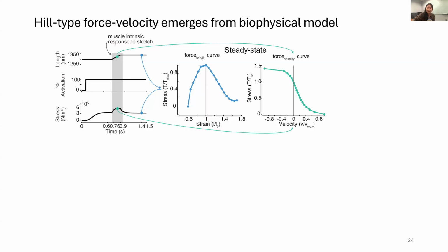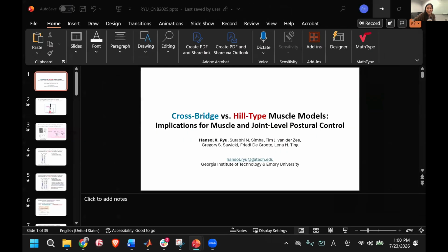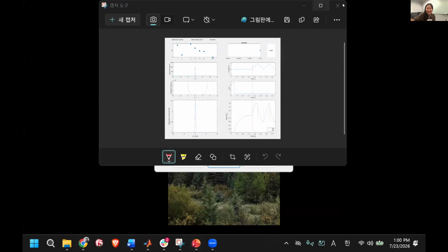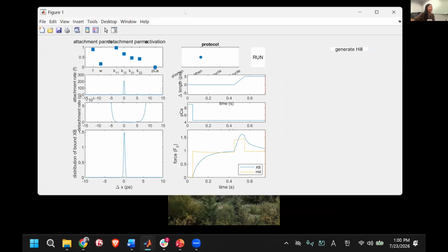Right. One more screen switching. Where did it go? Share. So many things open. All right. Yeah, here's our program again, and people can try that on their laptop if they like.